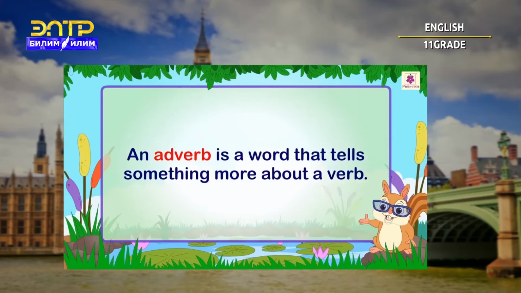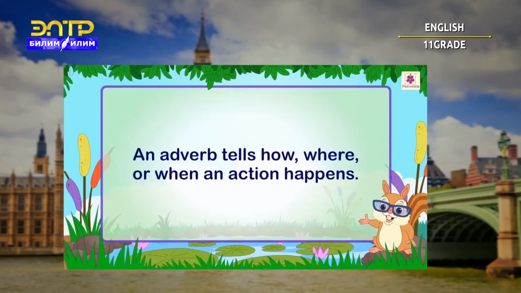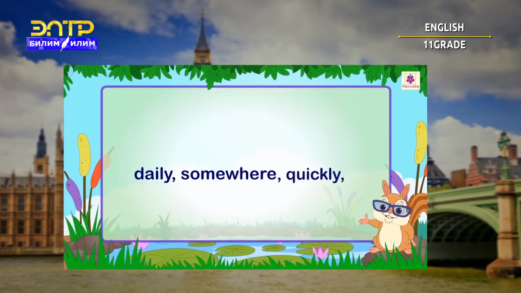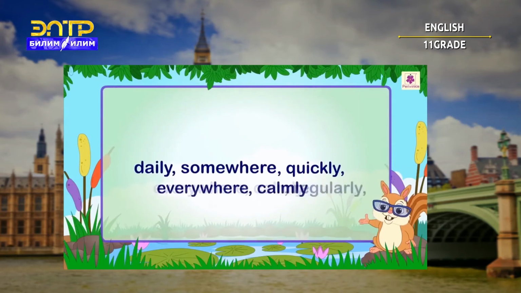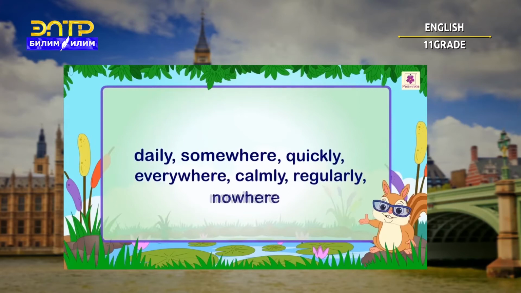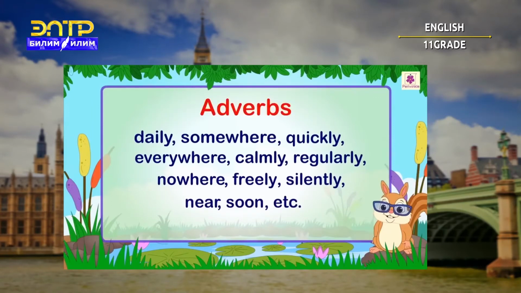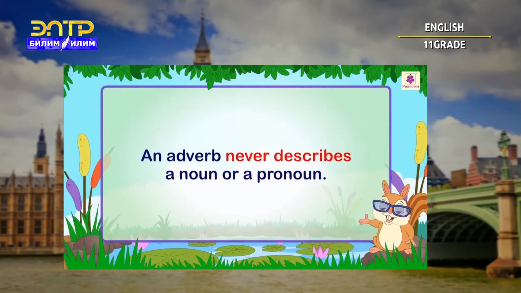An adverb is a word that tells something more about a verb. An adverb tells how, where, or when an action happens. The words daily, somewhere, quickly, everywhere, calmly, regularly, nowhere, freely, silently, near, soon, etc. are adverbs. An adverb never describes a noun or a pronoun.